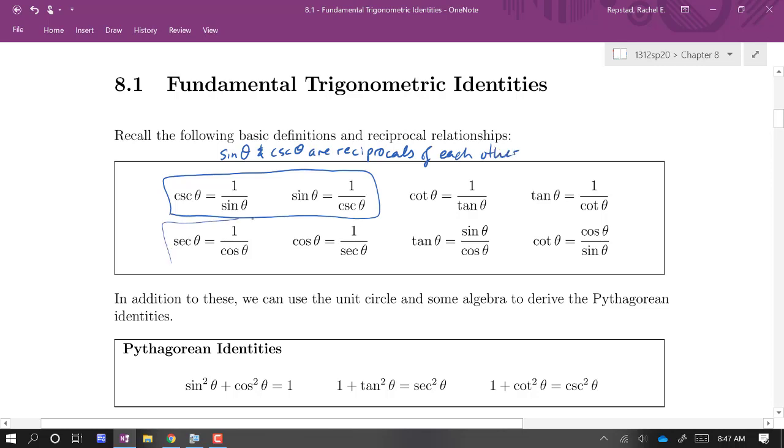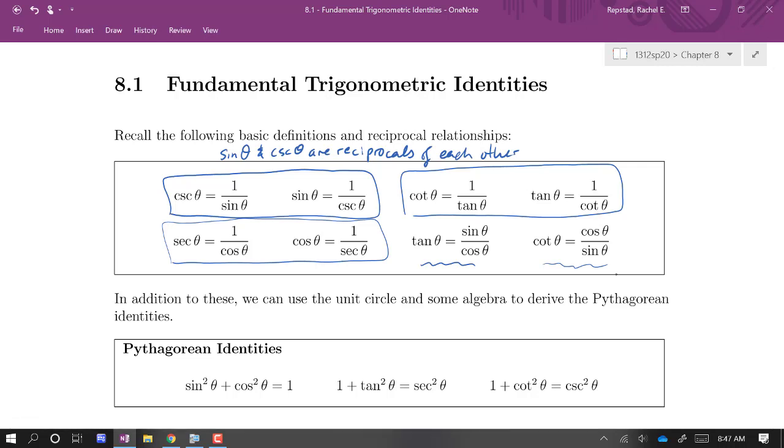The next pair down says the same thing about cosine and secant. They are reciprocals of each other. Now, tan and cotan are reciprocals of each other. That's what this pair says. But also, we can define them in terms of sine and cosine. Tangent is defined to be sine over cosine. Cotan is defined to be cosine over sine. Again, these aren't new facts. We're just revisiting them, but we've seen them as early as the first semester, when we were looking at trigonometry back then.